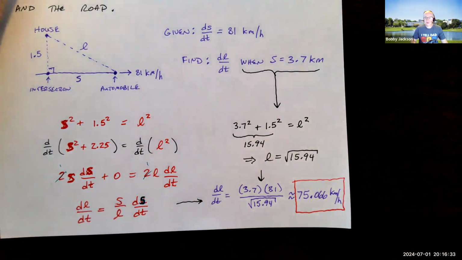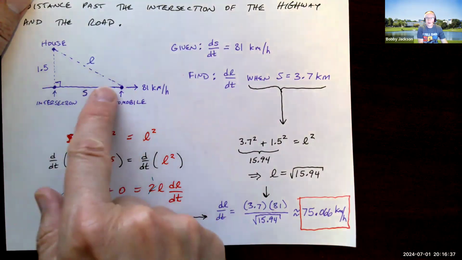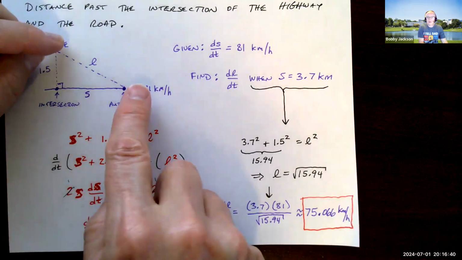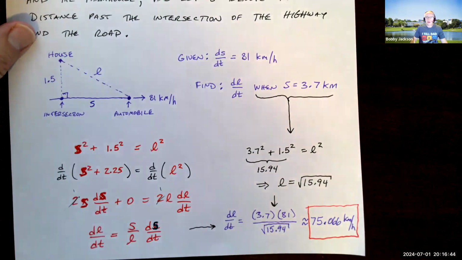Okay, so hopefully this makes sense. It's certainly reasonable. We know that L is lengthening, right? As this car moves this way, the distance from the house to the car is increasing, and so we would expect dl dt to be positive.